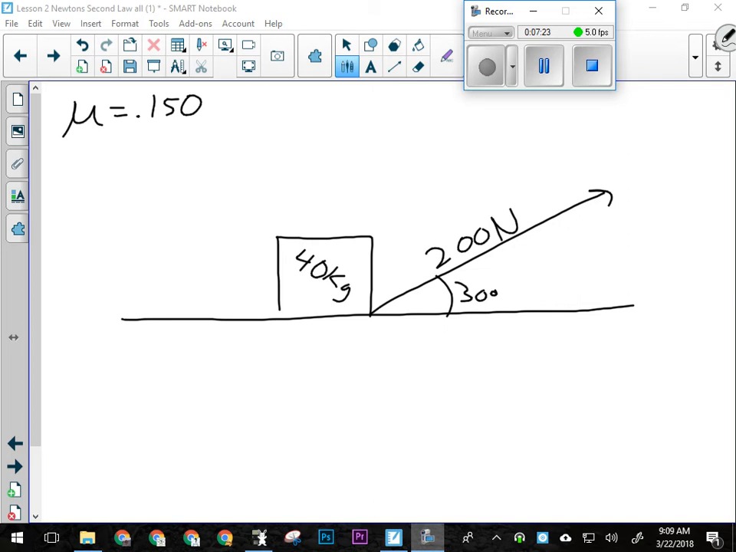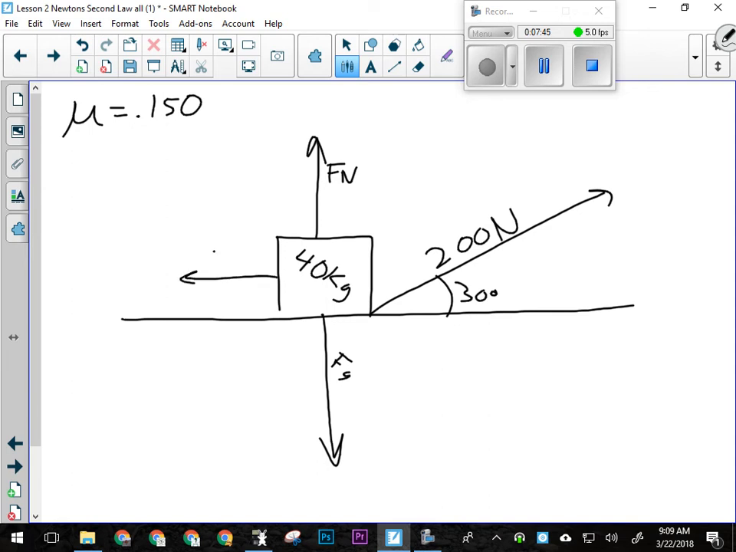Anyway, here's what we have to do. Let's put the other forces on this diagram. Let's make this our free body diagram. What force is pulling down on the box? Gravity. So we have gravity pulling down, normal force pushing up, and friction pulling backwards. And then I have that angled force out front.